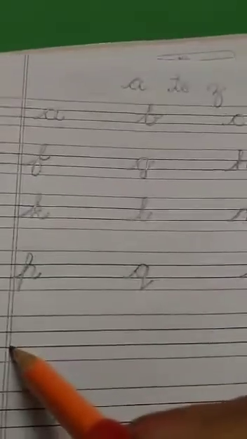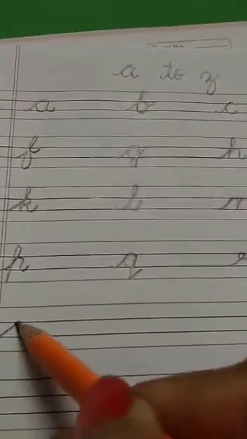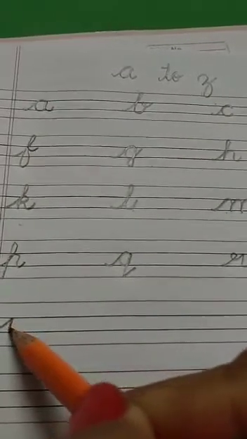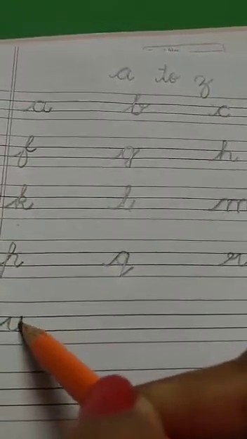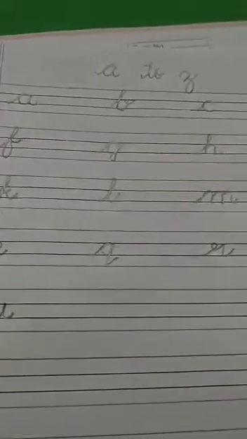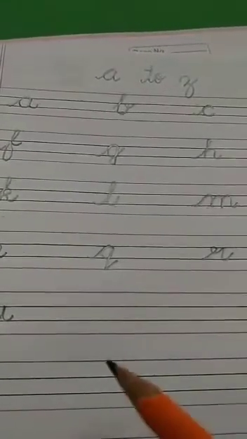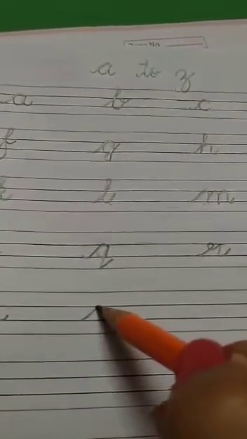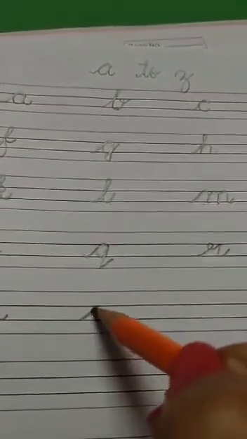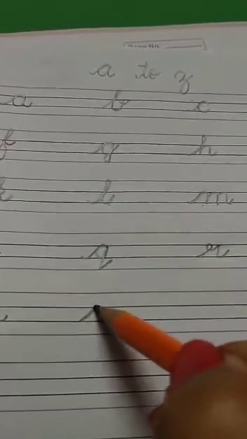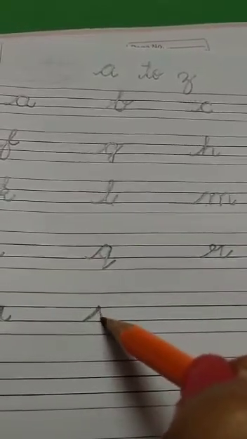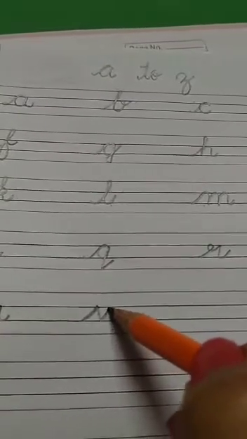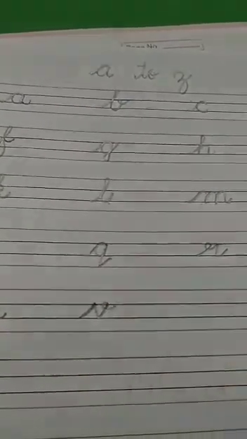Now we will write U. Yes, slant to second, then third, and second and third, and make a curve. This is your U. Now again we will do the same like U. Okay, but this time we will make a slanting again, then go up and make a curve in this way.